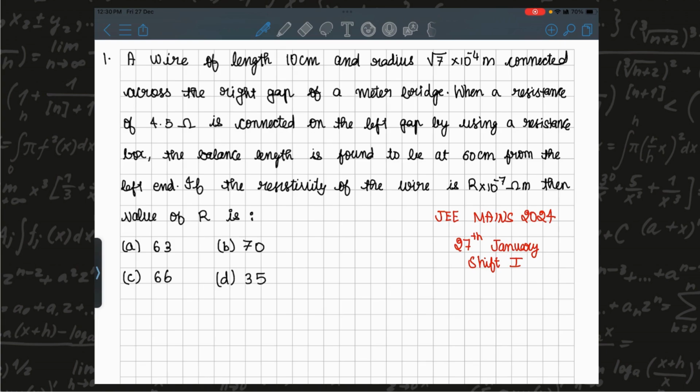A wire of length 10 cm and radius root 7 into 10 to the power minus 4 meter is connected across the right gap of a meter bridge. When a resistance of 4.5 ohms is connected on the left gap by using a resistance box, the balance length is found to be at 60 cm from the left end. If the resistivity of the wire is R into 10 to the power minus 7 ohm meter, then the value of R is. This question was asked in JEE Mains 2024.